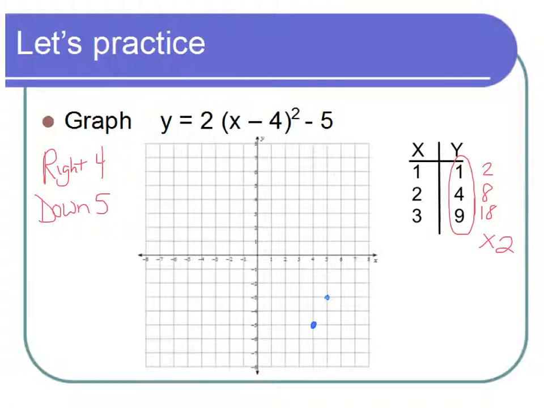So 1, 2 gets me to there, matching point. Over 2, up 8 gets me to here, matching point. And probably over 3, up 18 is going to be off of my graph, and I'm content with my 5 points, so I'm going to call that good. Remember that it's a parabola, it's curvy at the bottom, as skinny as it might get, don't make it pointy. Okay, and that's our parabola. How'd you do?